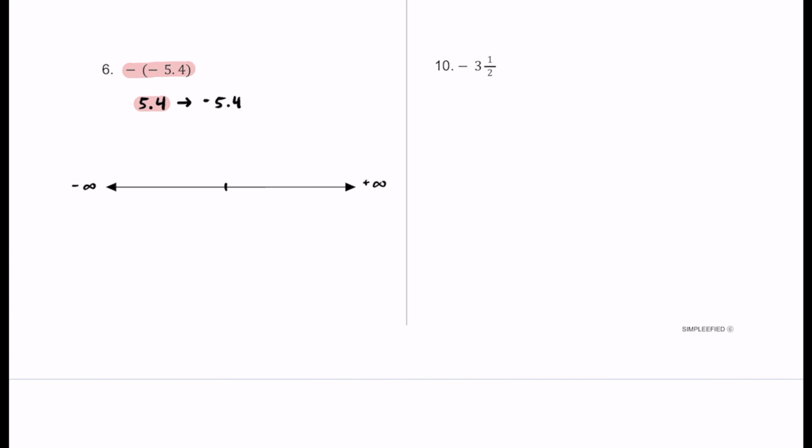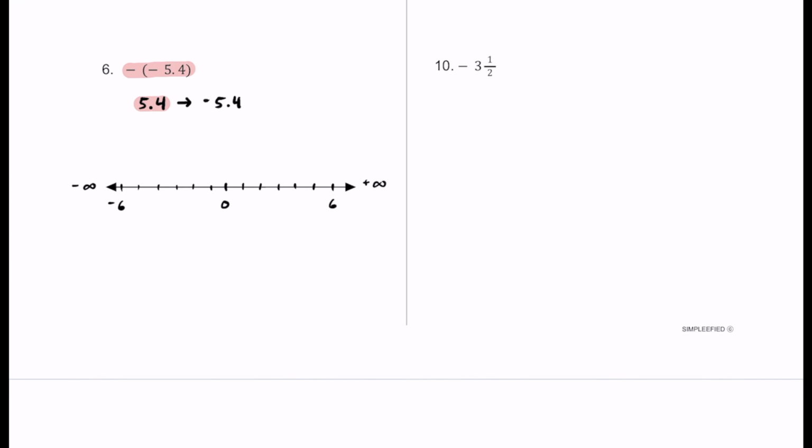Putting this on a number line, let's go ahead and put 0 in the middle here. Let's see, I can go by ones here. So here's 1, 2, 3, 4, 5, and 6. And then I can go by ones here. So 1, 2, 3, 4, 5, and 6. So this would be negative 6 right over here.